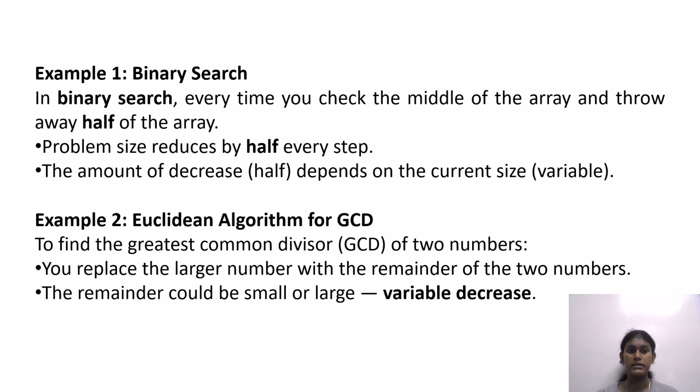Example, binary search. In binary search, every time you check the middle of the array and throw away half of the array, the problem size reduces by half every step. The amount of decrease depends on the current size.